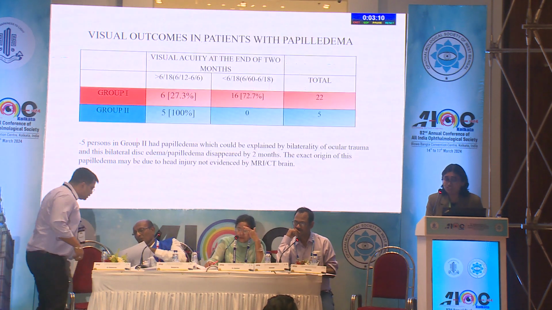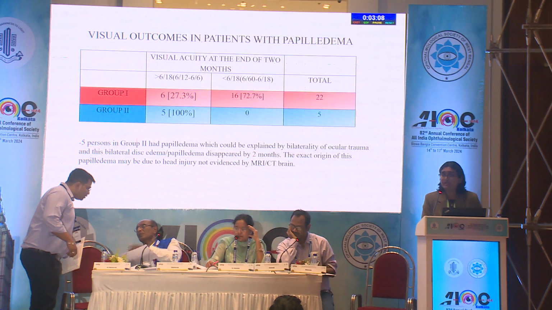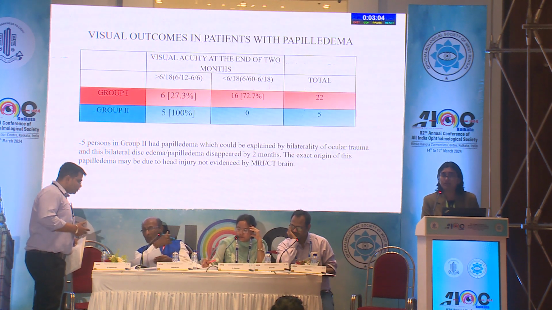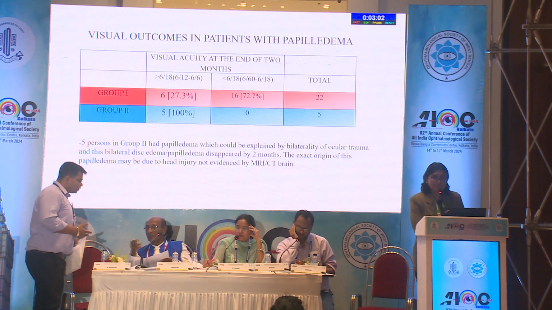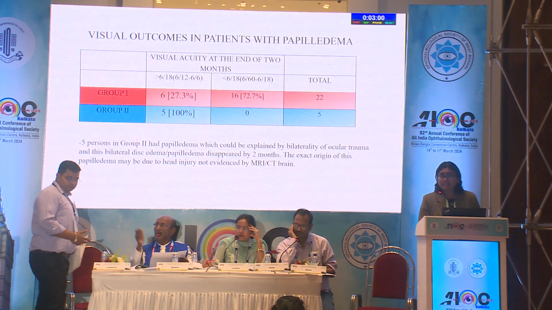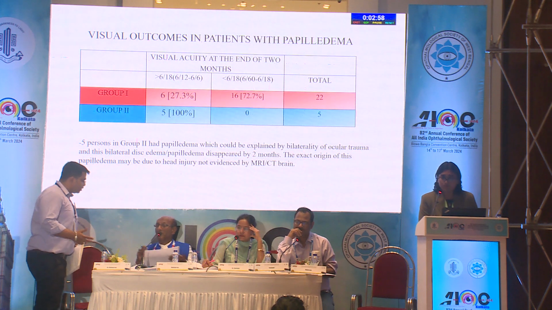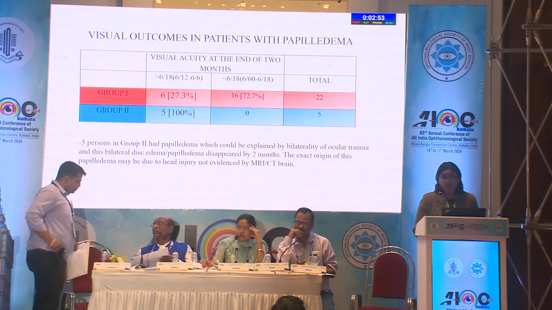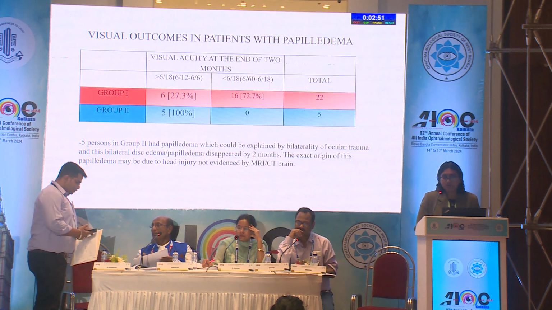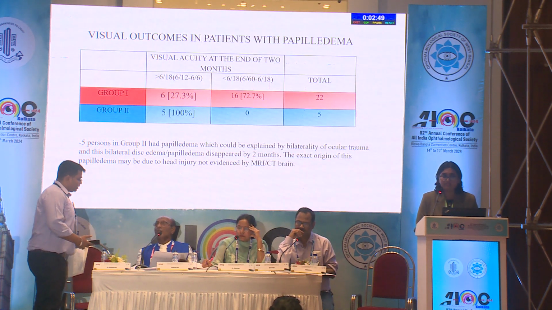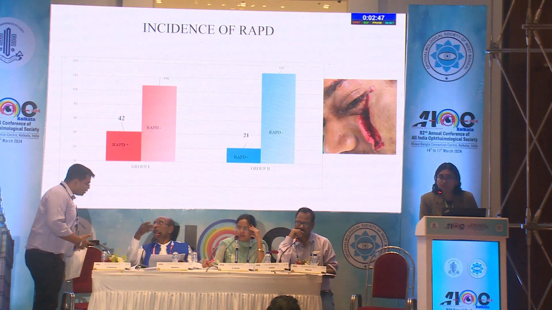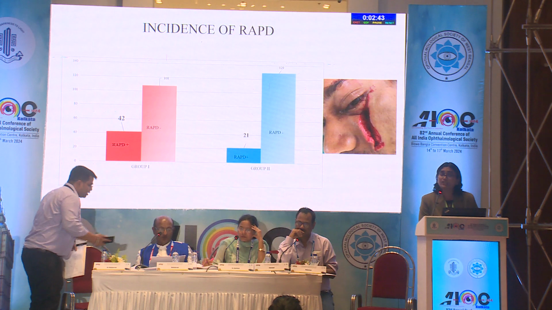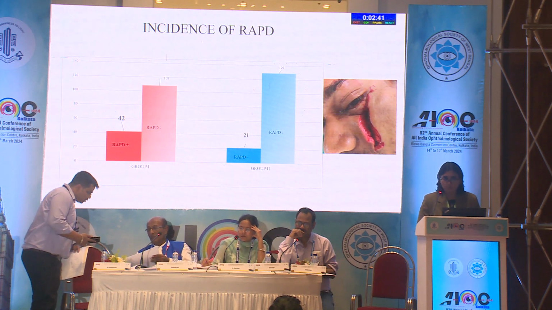Visual outcomes in patients with papilledema: in group 1, 27% of the patients, and in group 2, all 100% of the patients showed an improvement. Here, we also explained that in group 2, the disc edema can be due to the bilaterality of ocular trauma, which disappeared by 2 months, and the exact origin may not be diagnosed by an MRI or CT brain at the time of presentation. Incidence of RAPD: 21 patients presented with RAPD in group 2, whereas 42 patients presented with RAPD in group 1.